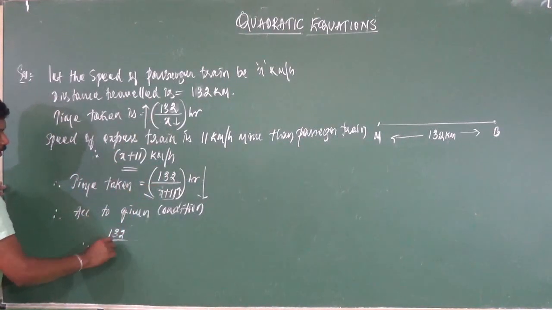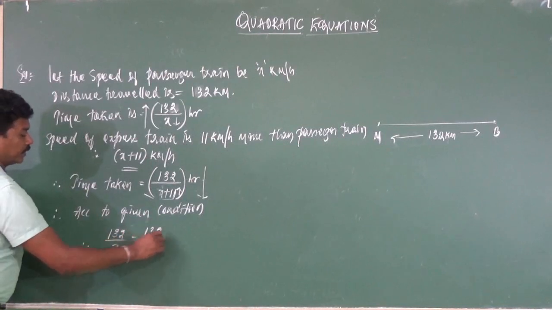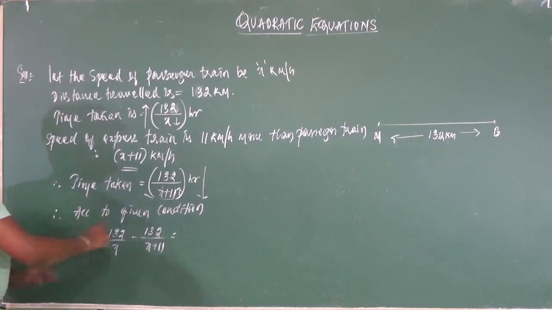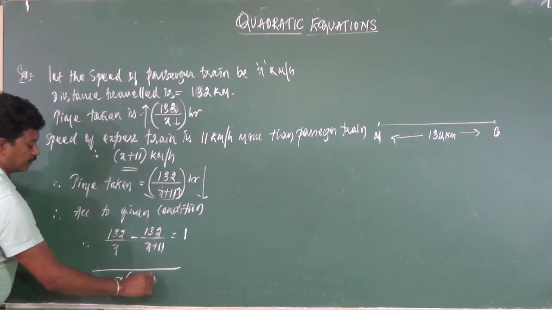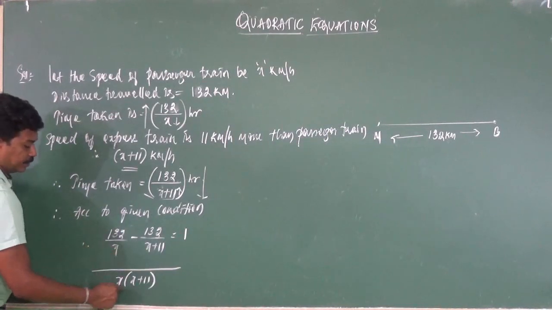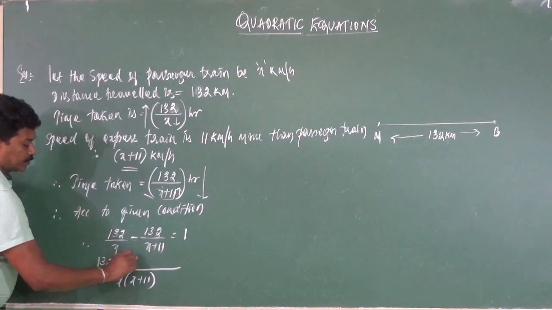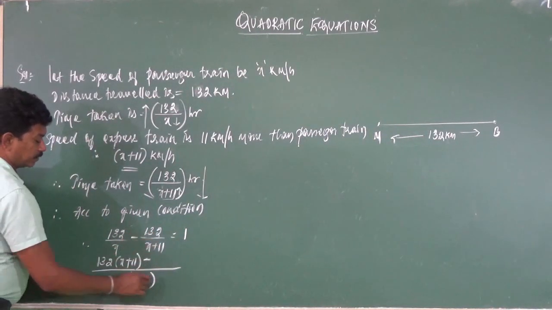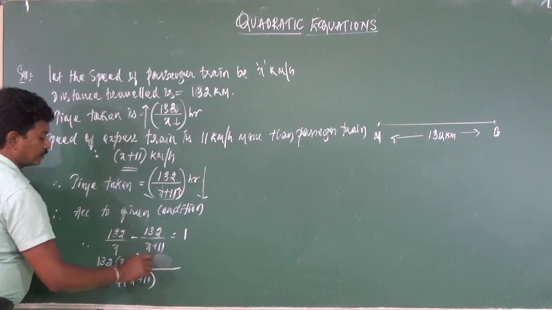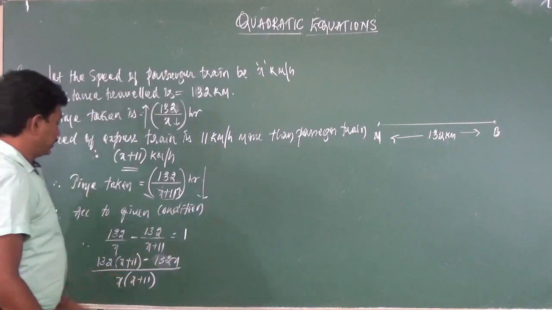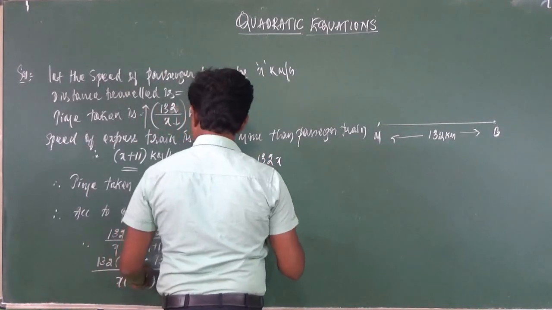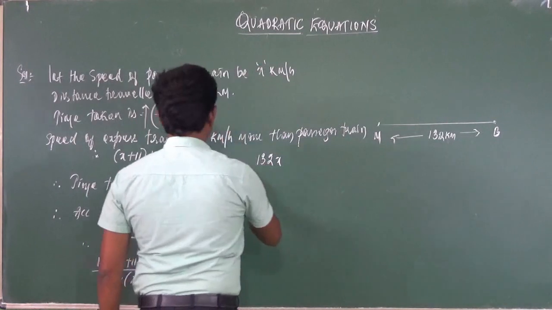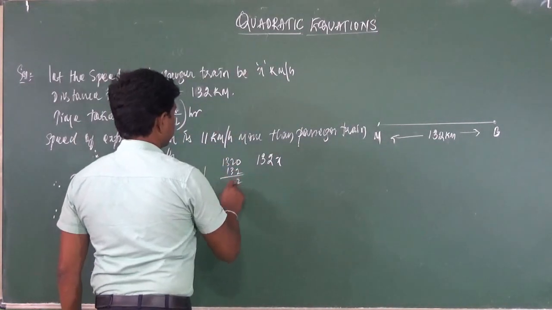So 132 by x minus 132 by x plus 11 is equal to 1, the difference in timings is 1 hour, just like that aeroplane problem, right? So you have to take LCM for this. So x into x plus 11 is the LCM. So 132 by x into this is 132 into x plus 11 minus 132 by x plus 11 into this is, it cancels, so that is 132x. Okay, let us multiply this. So 132 into x is 132x, 132 into 11 is 1452.